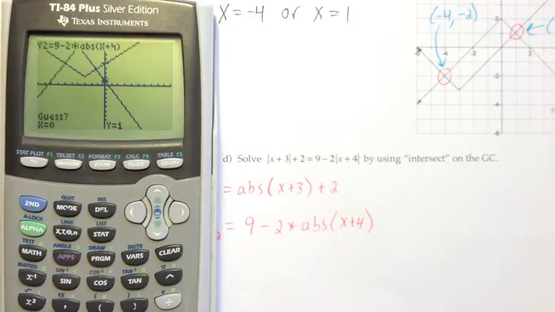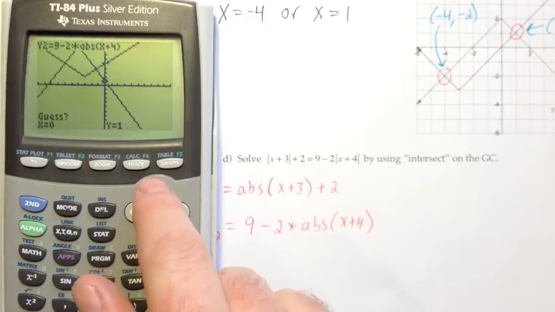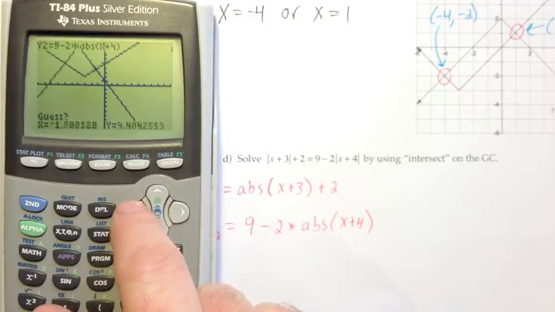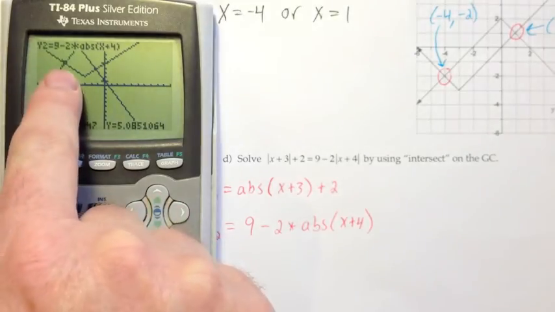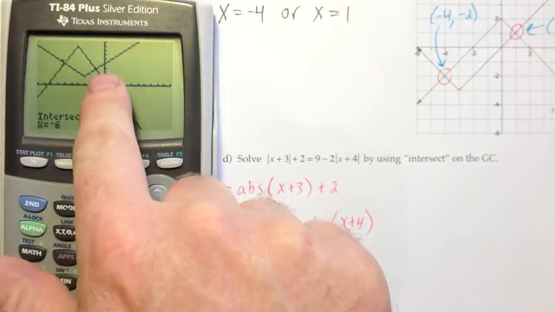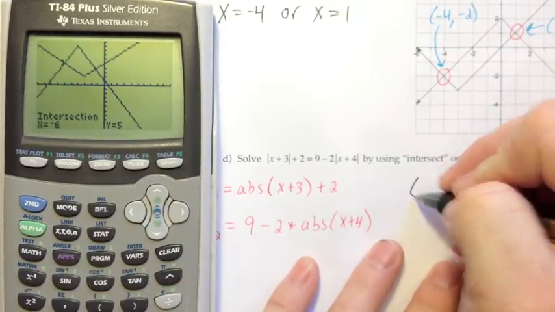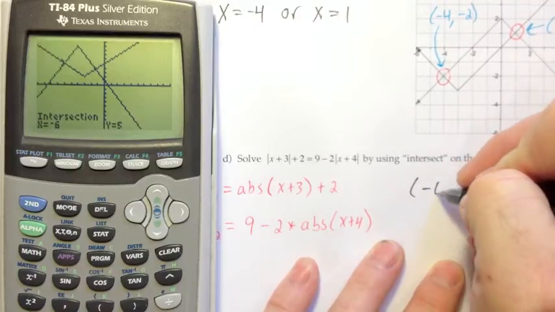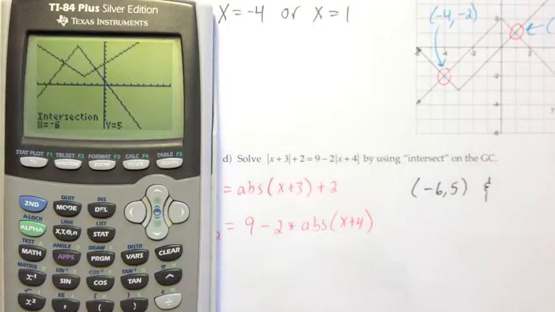And then it's going to ask for a guess, and this hasn't been very important up to this point, but now in order for us to get the right answer, we have to enter a guess that's close to the intersection we want. So if I have my flashing cursor near this left intersection, then when I press enter, that's the one it'll find. If I want to find this one, I'll need to move over there, and we'll see that in a second. So it looks like one of the intersections occurs at -6, 5. And we'll see where the other one is by doing that over again.